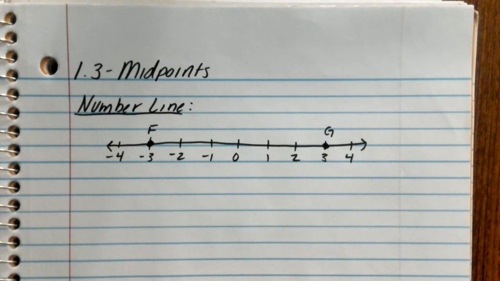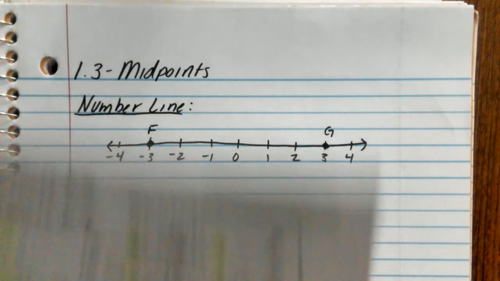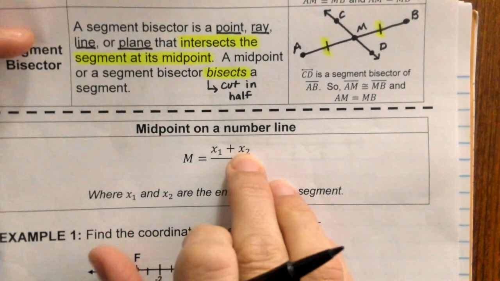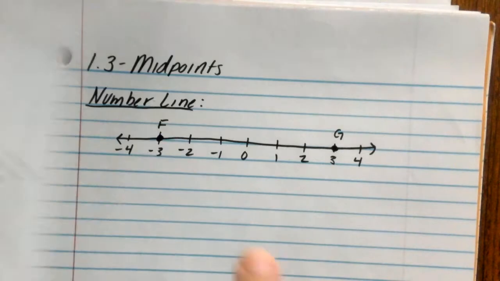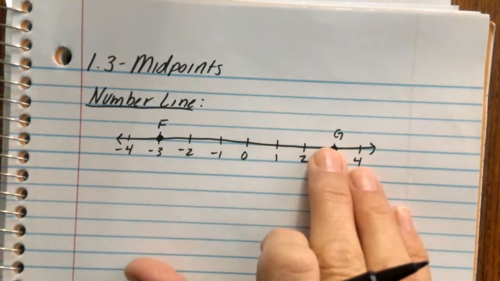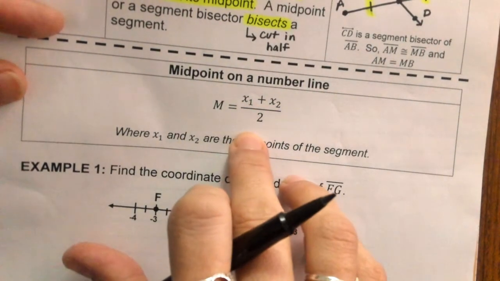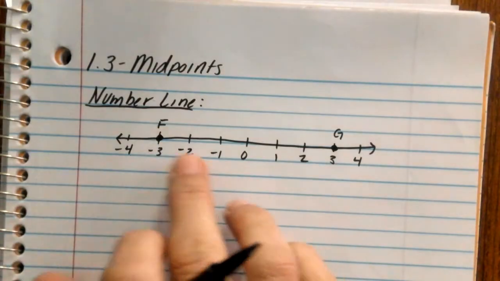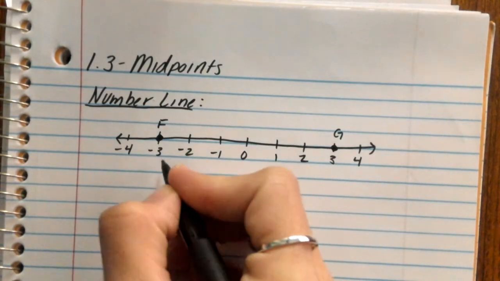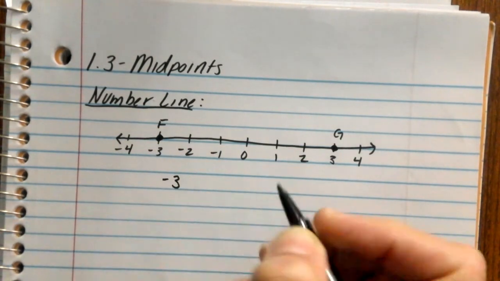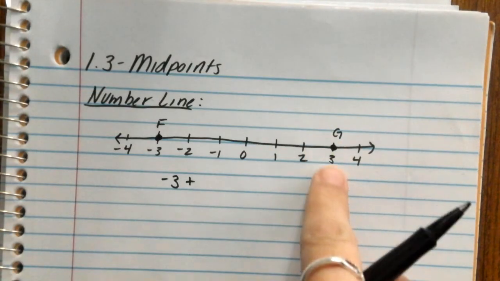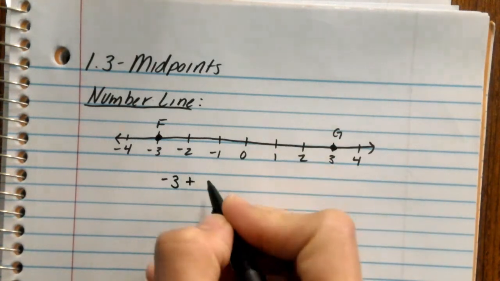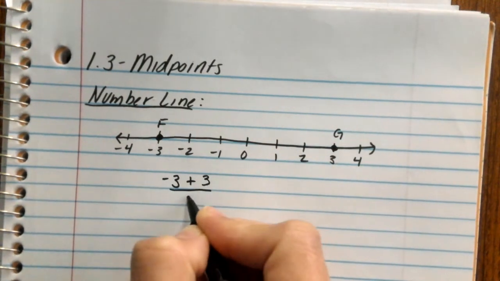The first thing I'm going to show you is how to find it using this formula. We have this formula next to us, x1 plus x2, which are the two points on this number line. For example, that would be F and G. We're going to add those together and divide by 2. So we're going to take x1, F, which is at -3, and add x2, the other point, G, which is at 3, and divide this by 2.